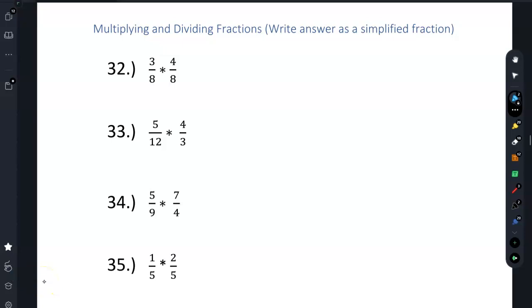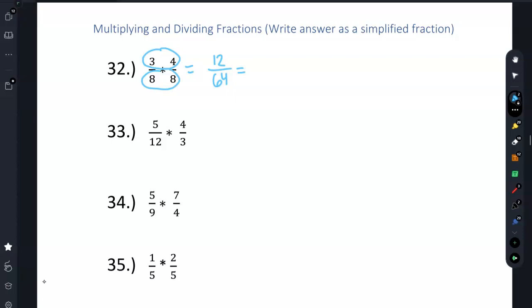Okay, so we're going to move on to video number 2, and I'm going to pick up with the remaining questions. So for number 32, what I'm looking for here is I'm multiplying or dividing fractions. If we were to do this by hand, you would multiply across the top. 3 times 4 is 12. And you would multiply across the bottom. 8 times 8 is 64.